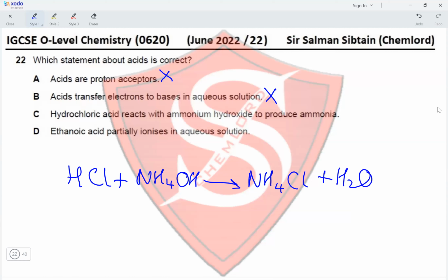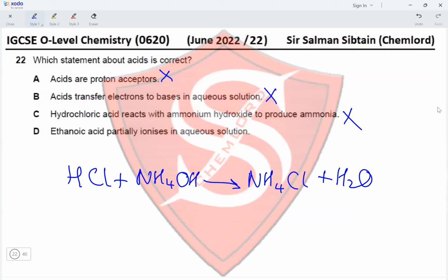I got confused with the fact that ammonium hydroxide is written. It could have been an ammonium salt, because ammonium salts are acidic in nature. They would react with bases to release ammonia, and this is not true with the reaction of any ammonium salt with an acid as well. So here they have mentioned ammonium hydroxide, not any ammonium salt. So hydrochloric acid upon reaction with ammonium hydroxide would produce ammonium chloride and water and not liberate ammonia gas. So this is incorrect as well.